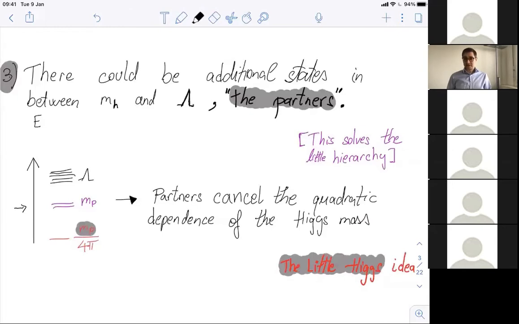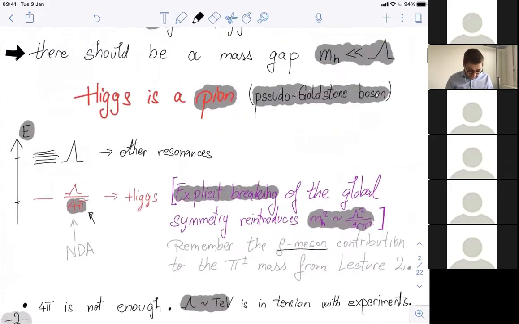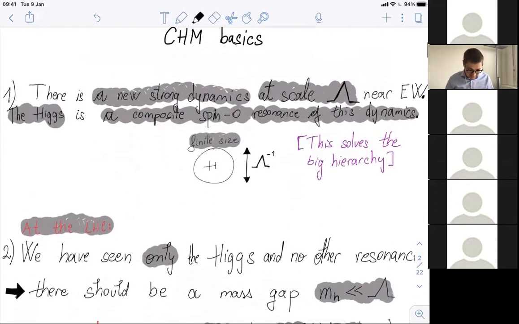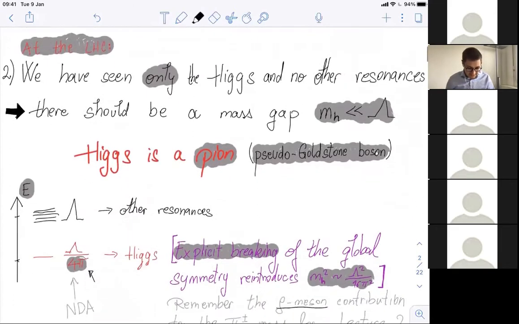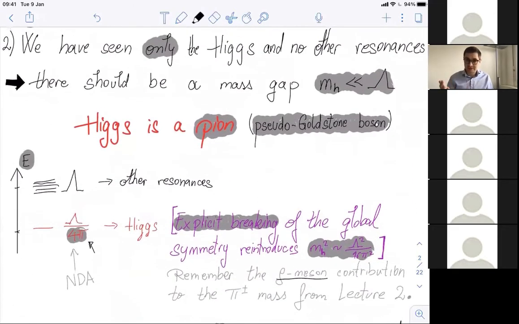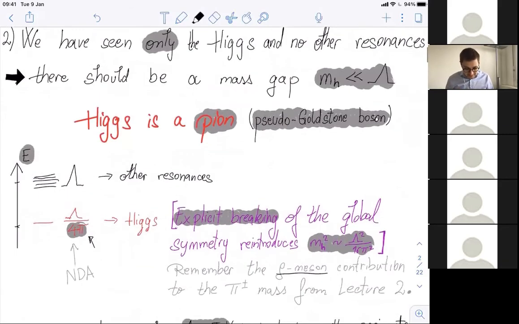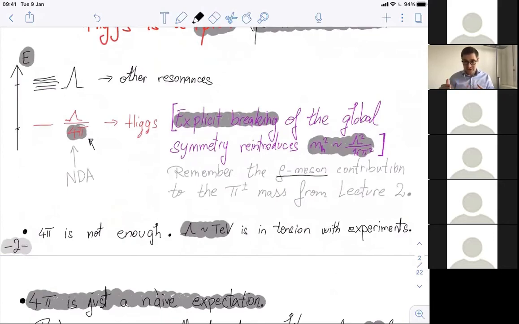But this was actually a very short summary of my talk. So I will go into great detail. Let me just quickly remind you of these three points. The first one is that the Higgs is a composite state, and this solves the big hierarchy problem. The second one is that the Higgs is not just some random spin zero resonance, but it's actually a pseudo-Goldstone boson. And this gives us some separation between the compositeness scale and the Higgs mass.